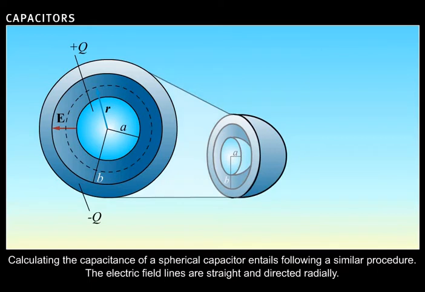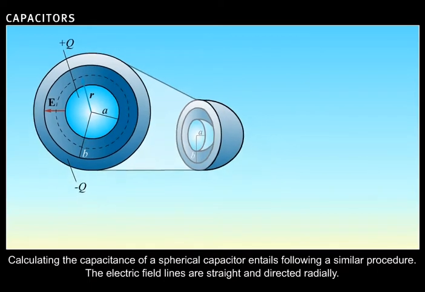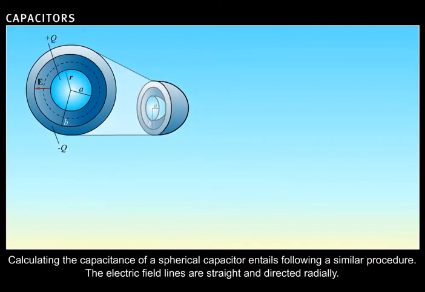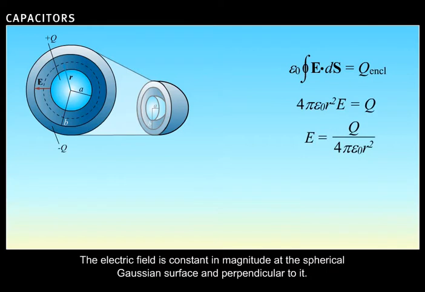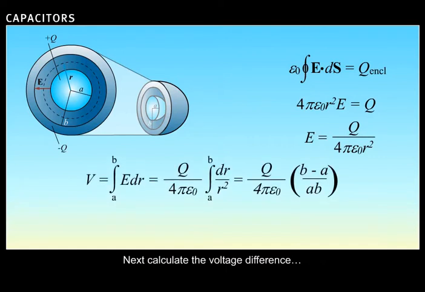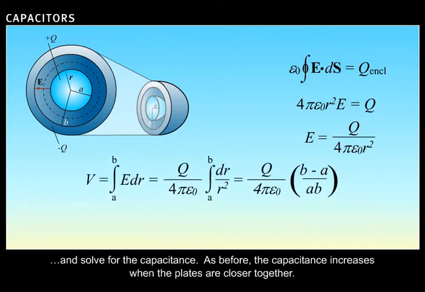Calculating the capacitance of a spherical capacitor entails following a similar procedure. The electric field lines are straight and directed radially. Apply Gauss's law using a spherical surface of radius r between the two plates. The electric field is constant in magnitude at the spherical Gaussian surface and perpendicular to it. Next, calculate the voltage difference and solve for the capacitance. As before, the capacitance increases when the plates are closer together.